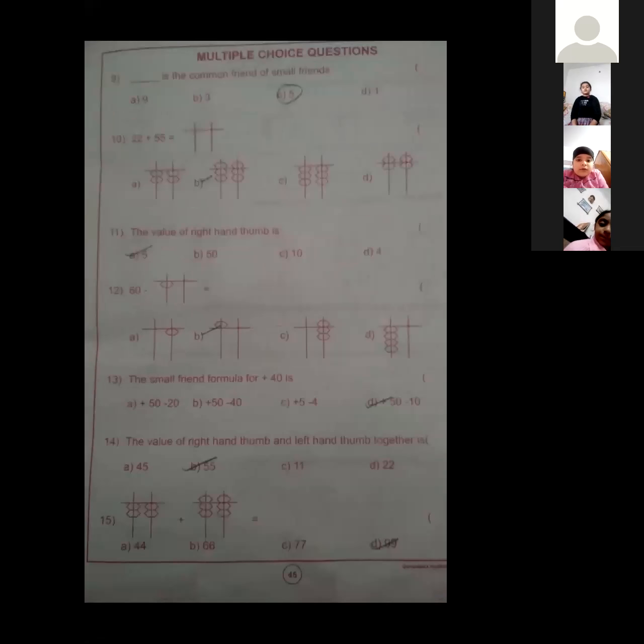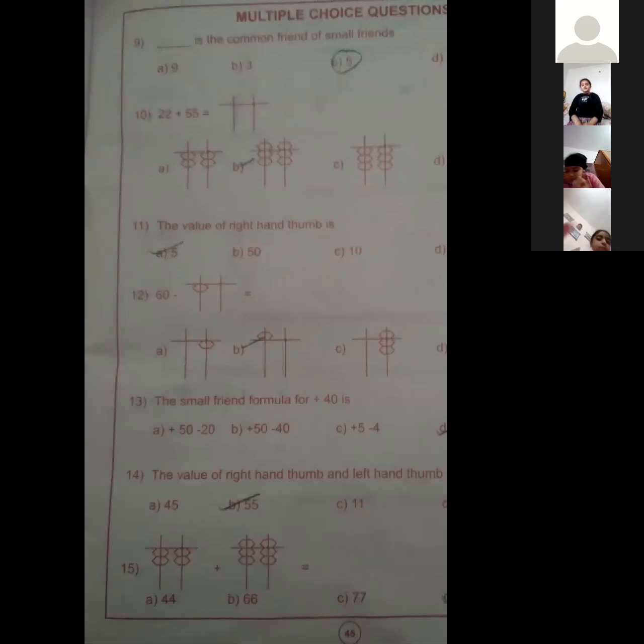I'll just show you. Today, I think I'll not ask you much because already I'm showing what type of things are going to come. See, these are multiple questions you can see. Dash is the common friend of small. Everything is given. These I will send you, and when I send you these, you have to revise them. And one more is there.